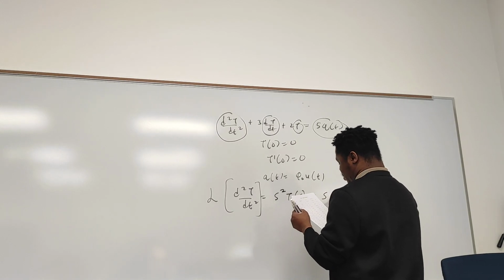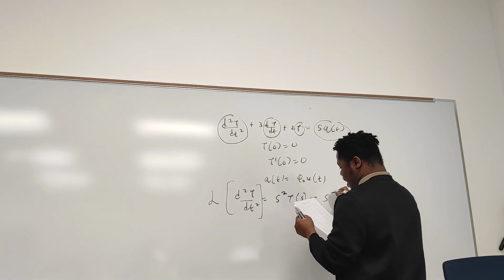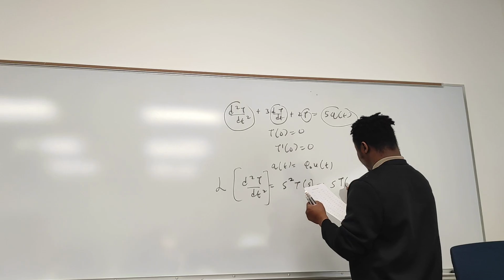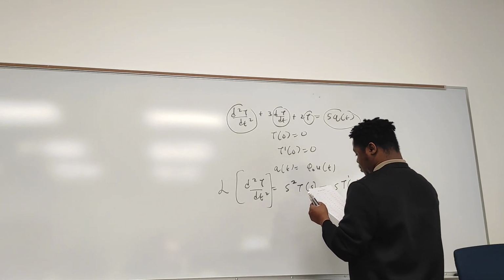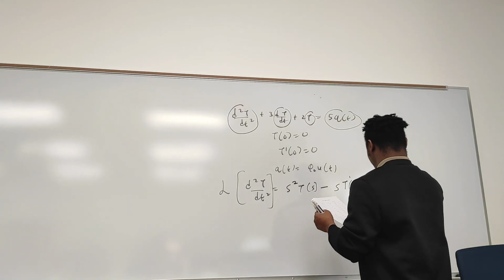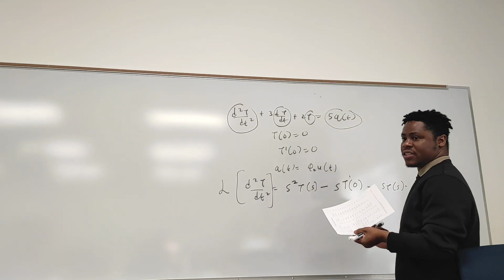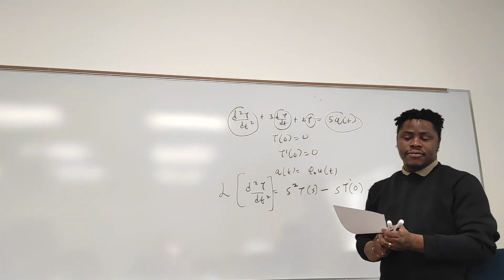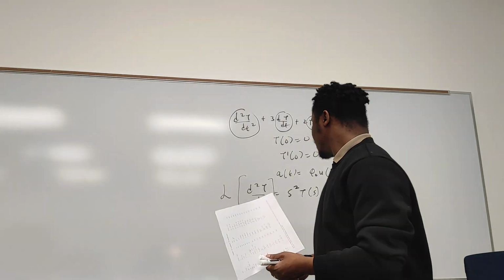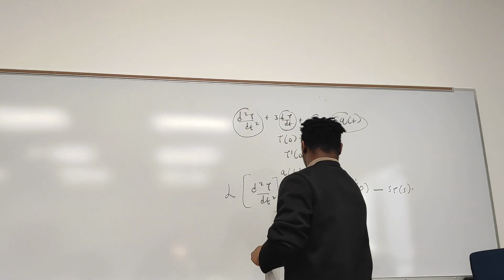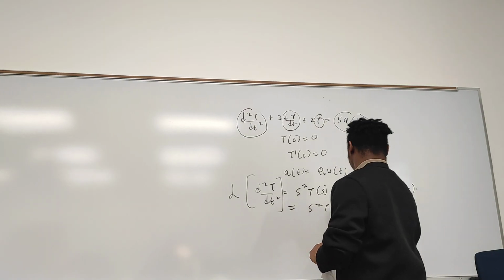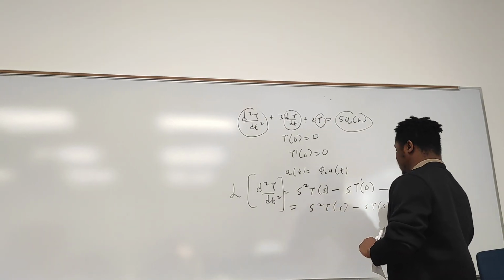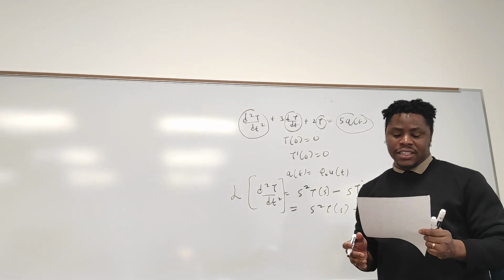S n minus 1, that's 2 minus 1 is 1. S tau prime of naught, right? Minus S tau of S. Is this correct? Yes or no? Okay. So this becomes, we're told that the initial condition is 0. That would be S squared tau of S minus S tau of S, like this. That's for that one. Yes, did I miss something?